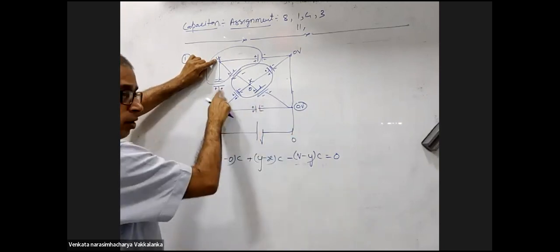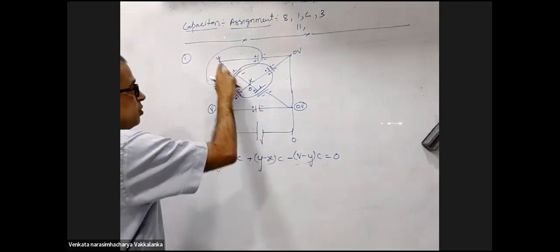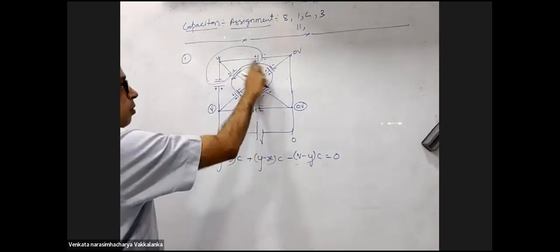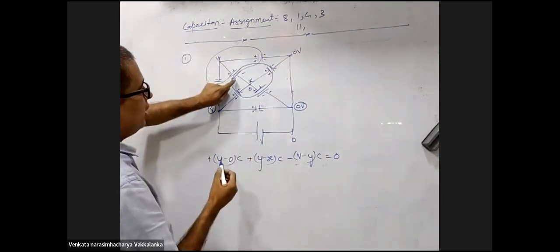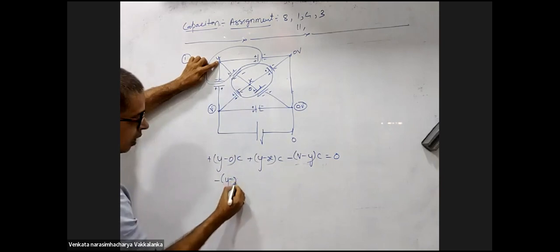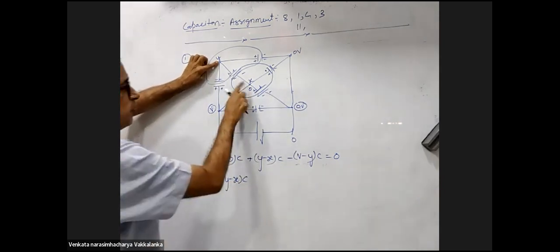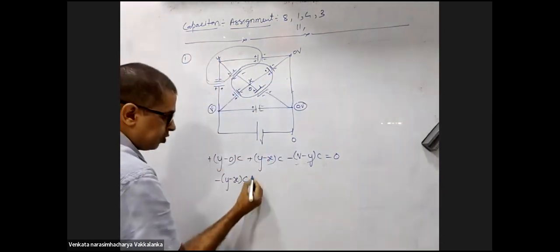What makes you say that? Your assumption that this is positive charge. Right? Positive charge here, Y minus X. Positive charge here, Y minus 0. First equation. Second equation, have a look at it. I have a negative charge here. Put a negative sign. But this is at a greater potential than this. Y minus X into C. What makes you say Y is greater than X? You assumed this is positive.